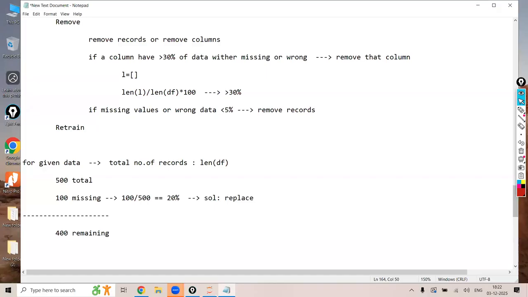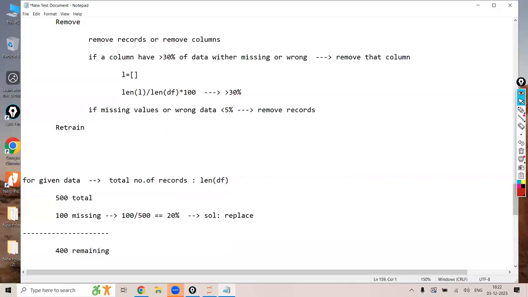We have to replace because we are already having a less amount of data. What is meant by less amount of data? Less means less than 1000. More means more than 1000. 1000 is the number. Less than 1000 records comes under less data. More than 1000 records comes under more data.